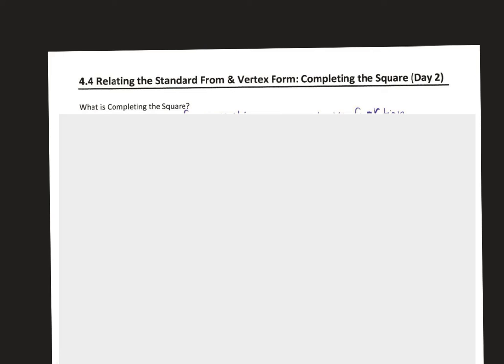Some of the technology I use in class for writing our notes is not currently working, so I'm working on getting it fixed. So for now, we're going to go through the filled in note and just talk about completing the square. Okay, so what is completing the square? We looked at this last week.